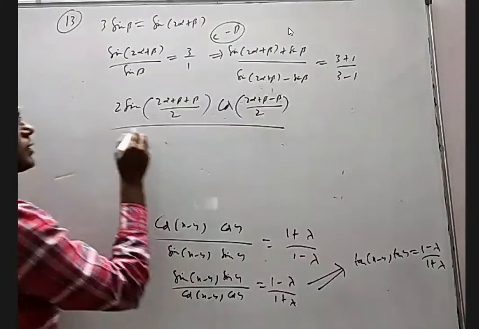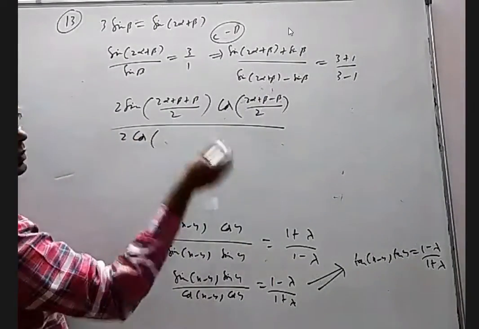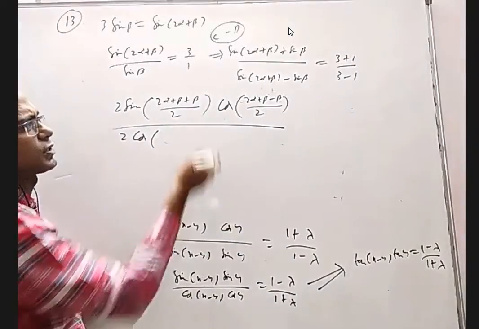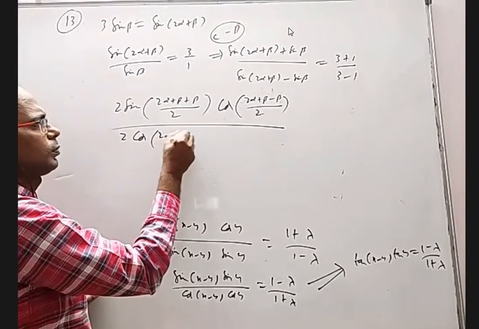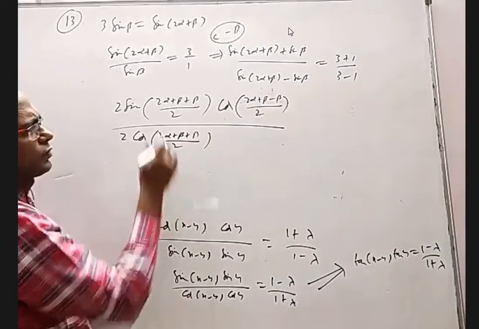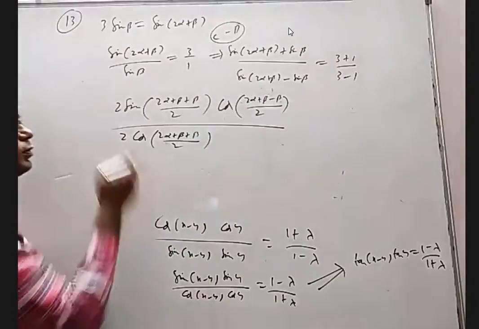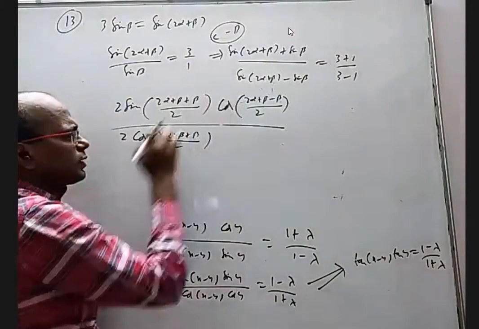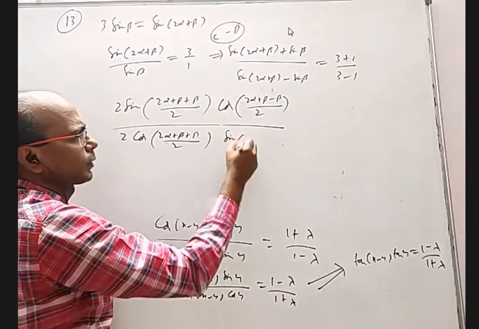Sin C minus sin D is 2 cos (C plus D) by 2, sin (C minus D) by 2. First C plus D by 2, next C minus D by 2. So 2 alpha plus beta by 2. That is first always C plus D by 2, second C minus D by 2. But here sin, here cos. But then the minus, here cos, and here it is sin.